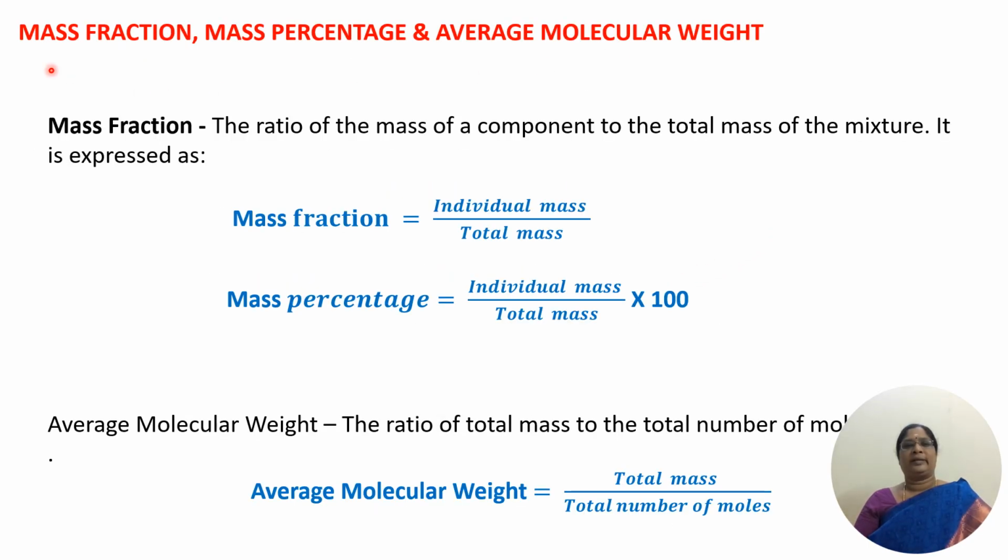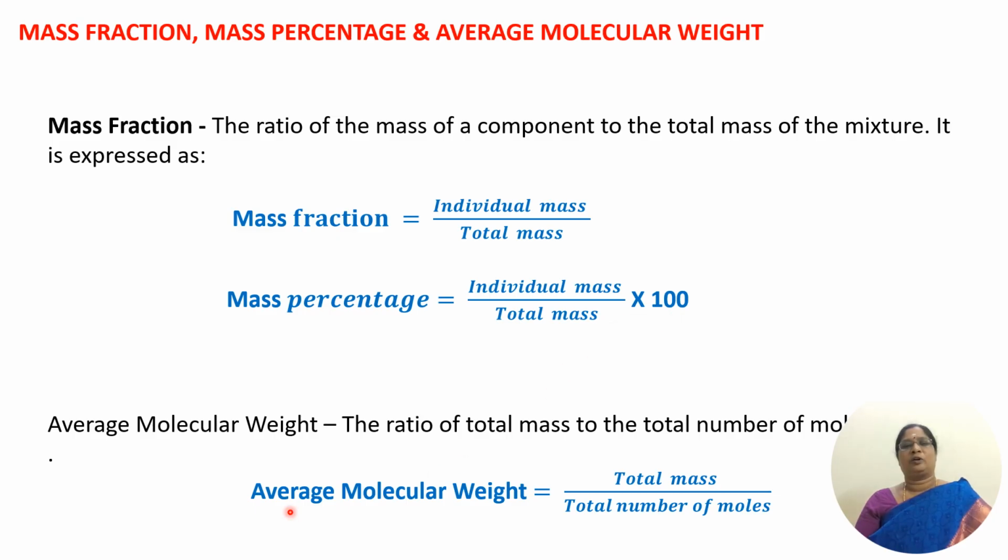Similarly, next let us look at the concept of mass fraction, mass percentage and average molecular weight. Mass fraction is the ratio of the mass of a component to the total mass of the mixture. So it is expressed as individual mass by total mass. Similarly, as with mole percentage, mass percentage is equal to mass fraction into 100, that is individual mass divided by total mass into 100.